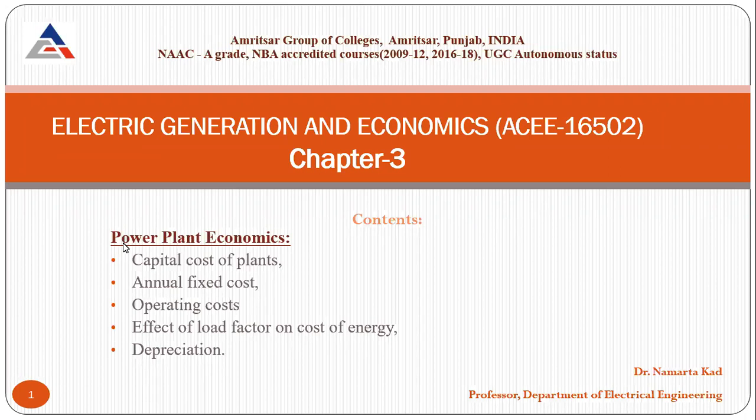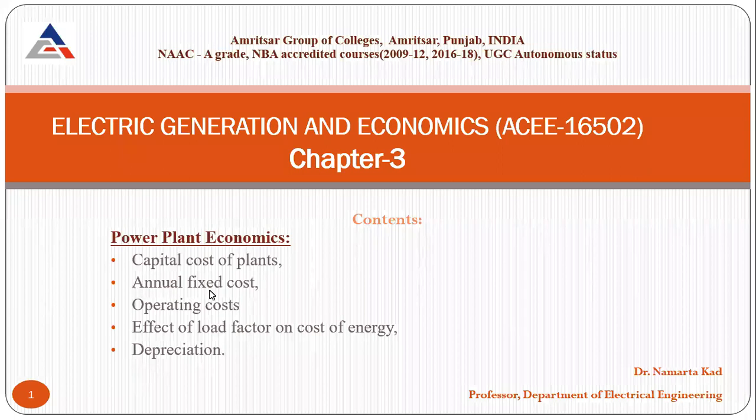So the title for this chapter is power plant economics, and the main contents we have to cover under this chapter are: the first one is the capital cost of plants, that is, the cost related to the installation of the plant. What is the fixed cost, what is the cost of land, or what is the cost of the whole machinery? All that comes under the capital cost of plant.